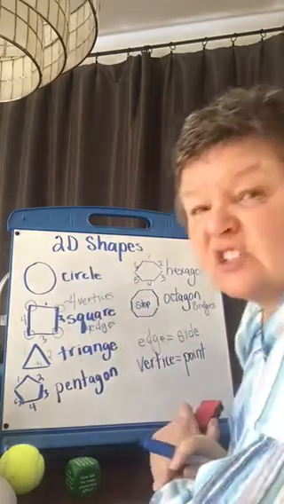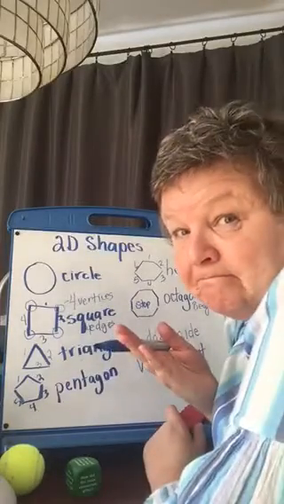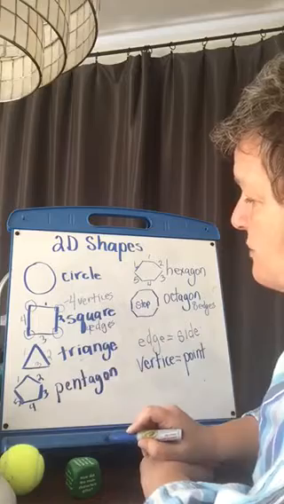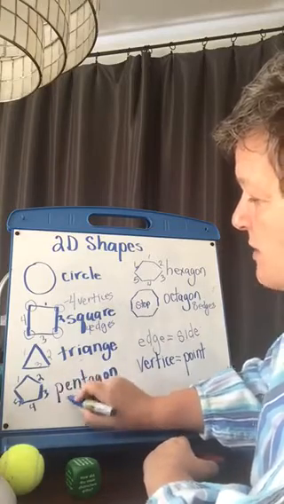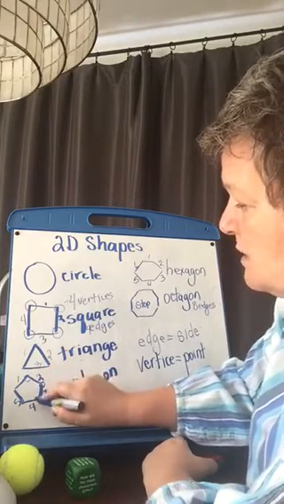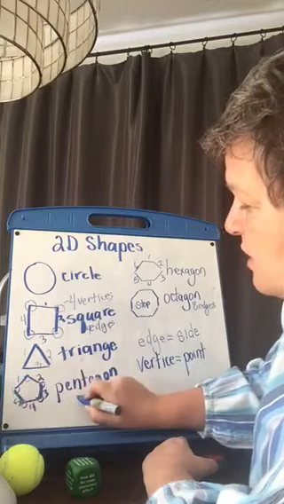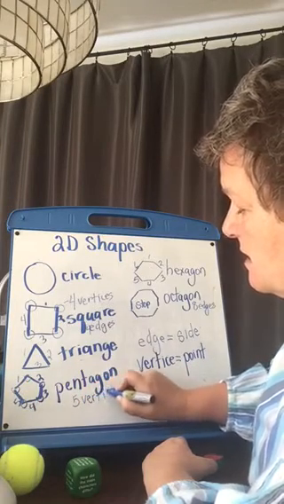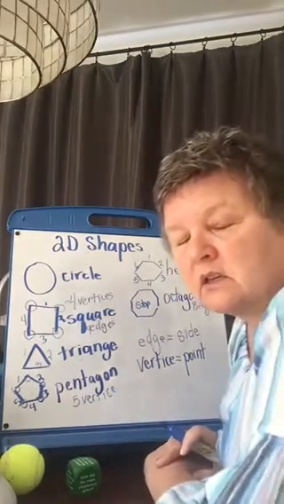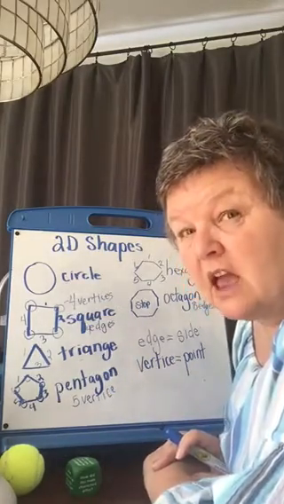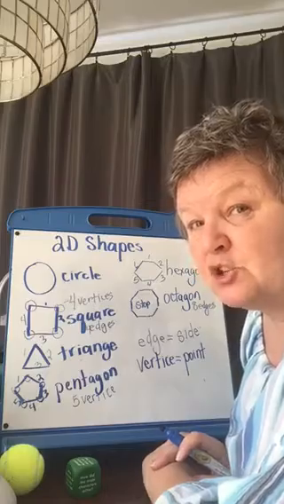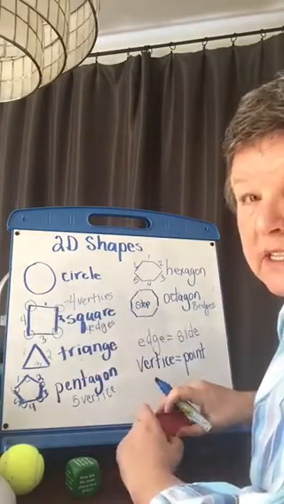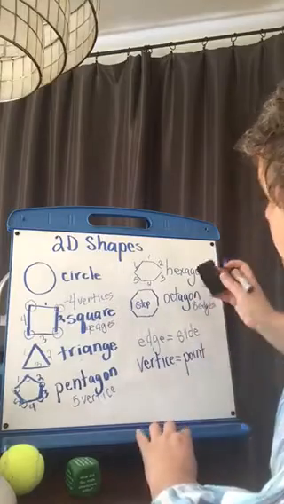How many vertices on a circle? 0. On a triangle, we have 3. On a pentagon, we have 1, 2, 3, 4, 5. Are you noticing something in common between vertices and edges? Me too. I can see 4 edges and 4 vertices on my square.